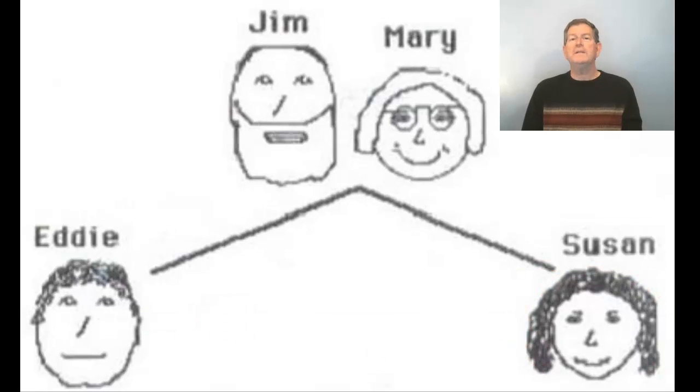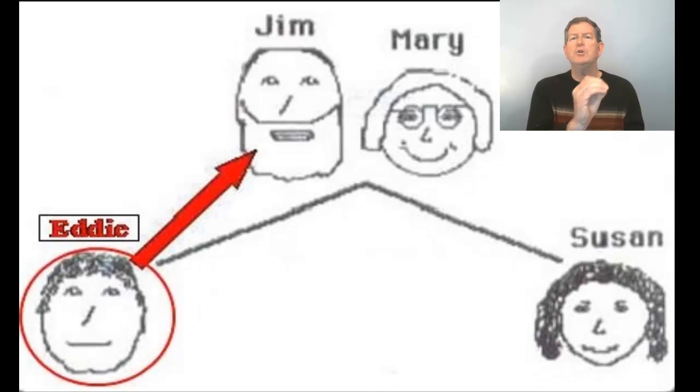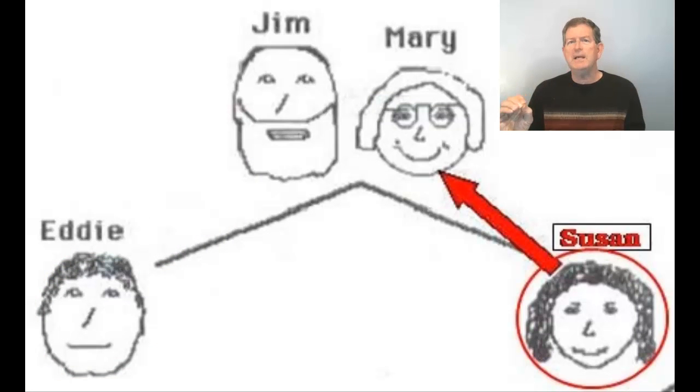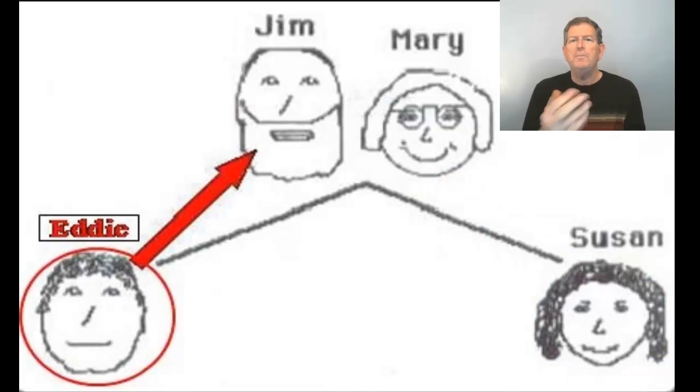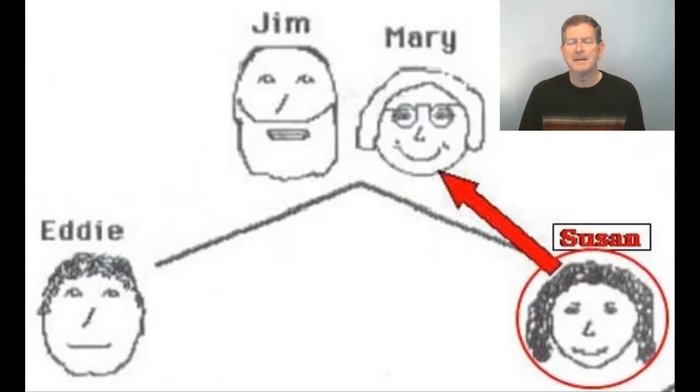Okay, good. Now, what is their relationship to their parents? Eddie is Jim's son. Okay? And he is Mary's son also, he's Mary's son. Susan is Mary's daughter. Okay? Or she is Jim's daughter. She's Jim's daughter. Repeat. Son. Daughter.